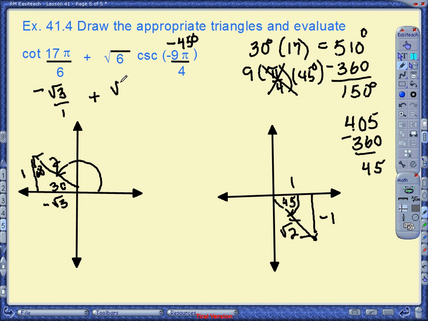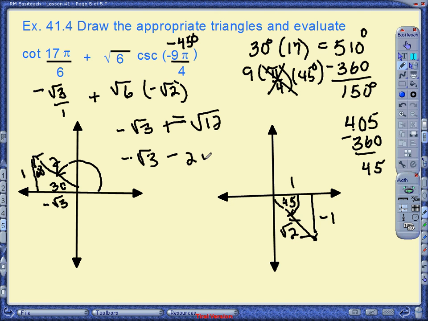So here we have a √6. It's cosecant, so it's the reciprocal of sine. √2 over -1 is the reciprocal of sine, so it's √6 times -√2. So we have -√12. That's -√3 minus 2√3. Simplifying this, 4 times 3, 4 is a perfect square. We can take a 2 out. And our final answer then is -3√3.